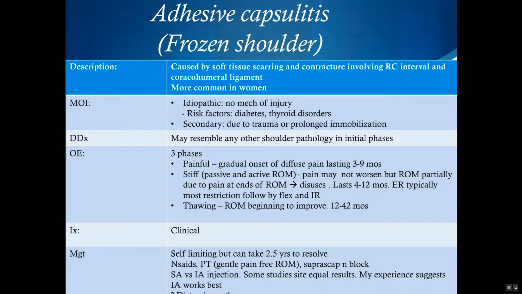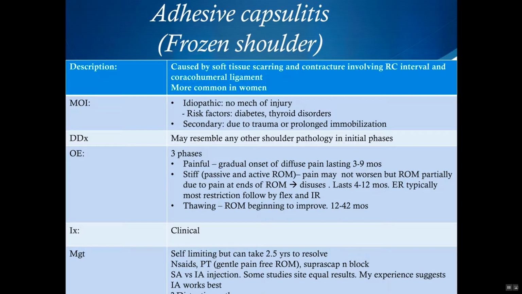And then there's injection options, several options on that front. Some studies show equal efficacy between subacromial and intra-articular injection, although experience would dictate that the intra-articular injection is more effective. There's also a large volume joint injection, which is used to distend the joint. Use a combination of things.